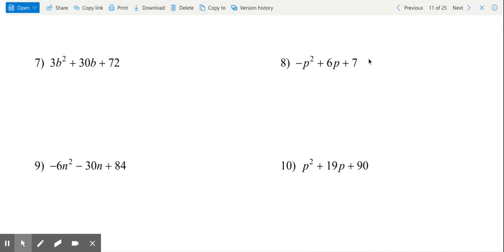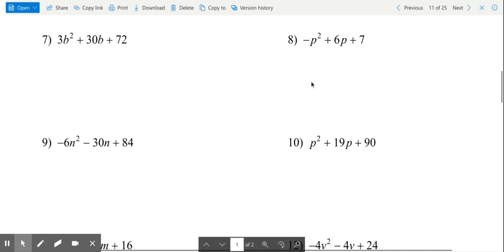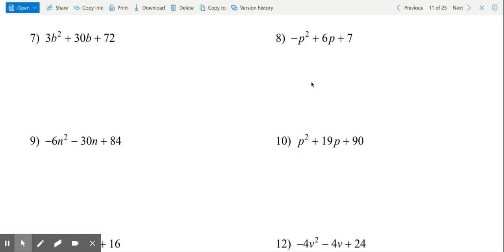It might not be factorable. I don't know. So let's talk about how you tell if something is factorable or not, because we didn't have any examples of that in previous worksheets.